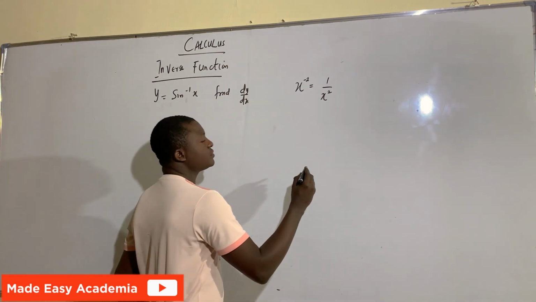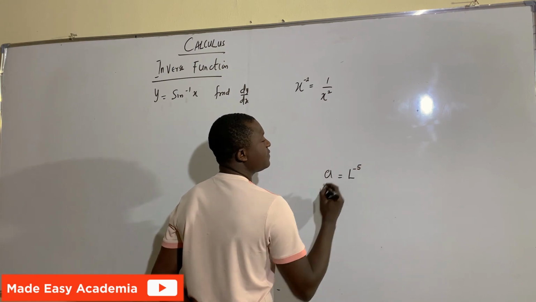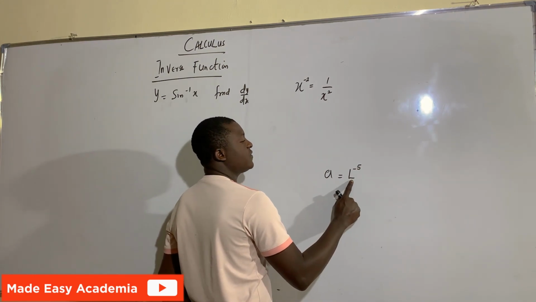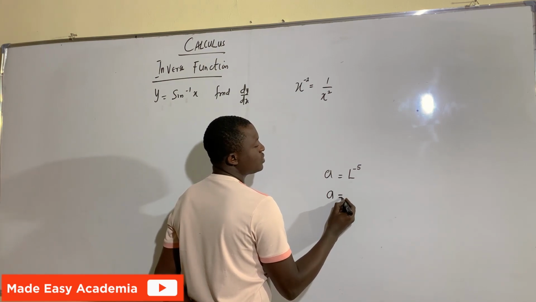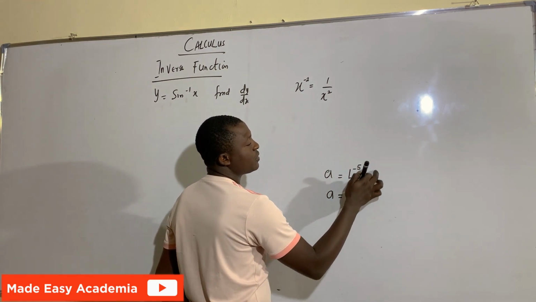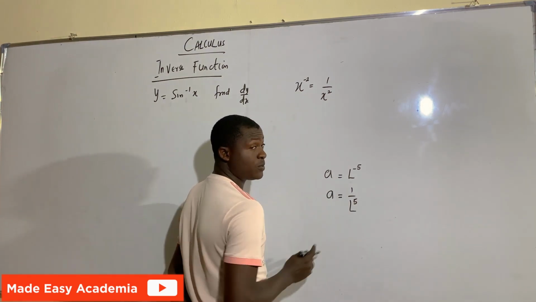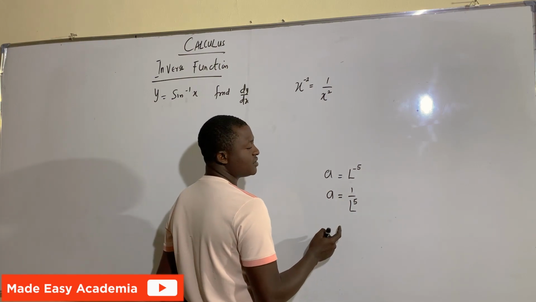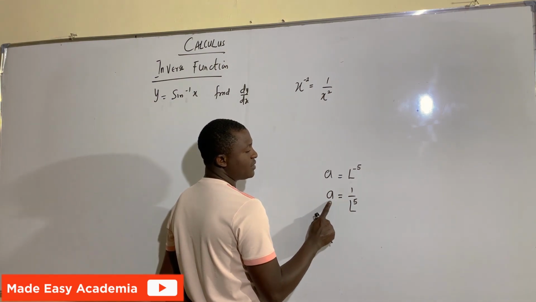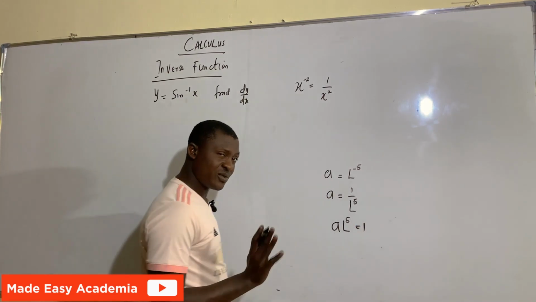Let me just give you the clue. Let's say I have a is equal to l raised to the power of minus 5, for example. So let's say I want to transfer this l to this side. I can have a is equal to, now if I have l raised to the power of minus 5, this is nothing but 1 over l raised to the power of 5. Which law do we apply here? Yeah, we apply the inverse law of indices. So now if you multiply this by this, I can have a times l raised to the power of 5 is equal to 1. You get that?